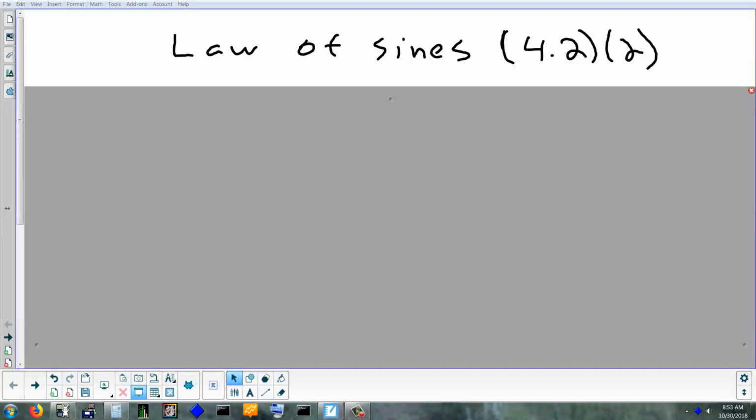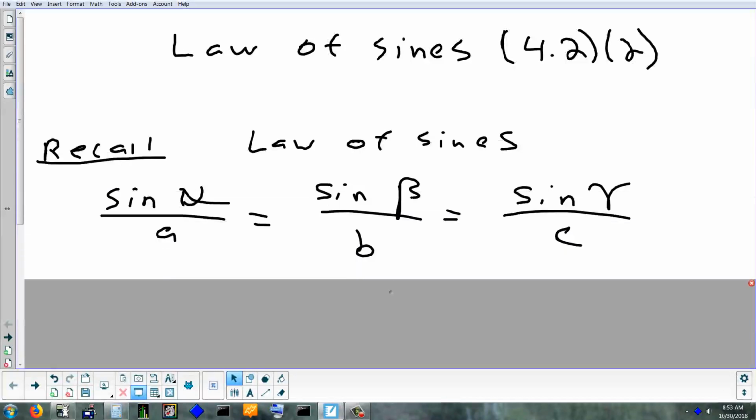Right, so we'll continue looking at law of sines. It's still section 4.2. Just a reminder of what the law of sines formula is: sine of alpha over A equals sine beta over B, which equals sine gamma over C.